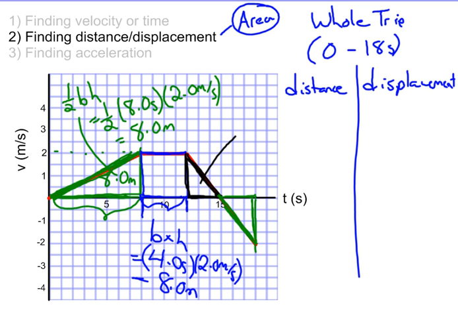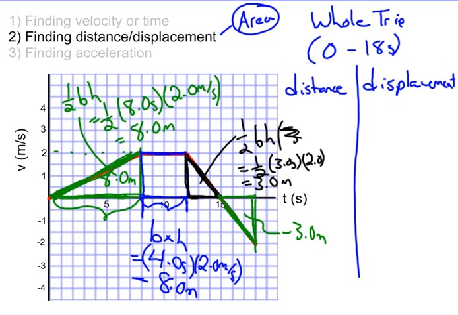The third shape is again a triangle, 1/2 the base times height. The base is 3 seconds, and the height is 2 meters per second. So we get an area of 3.0 meters for the third shape. And finally, for the fourth shape, I'll save myself a little bit of time and recognize that it has the same area as the black triangle, but in the negative part of the graph. So it's minus 3.0 meters is the area of that shape.